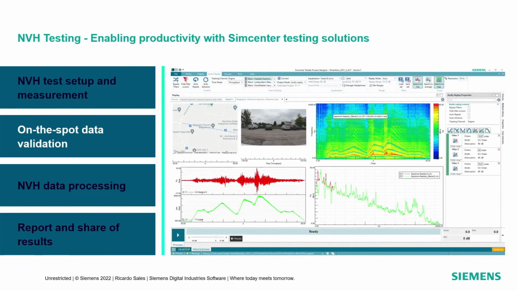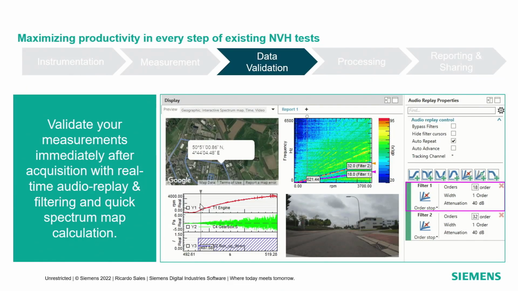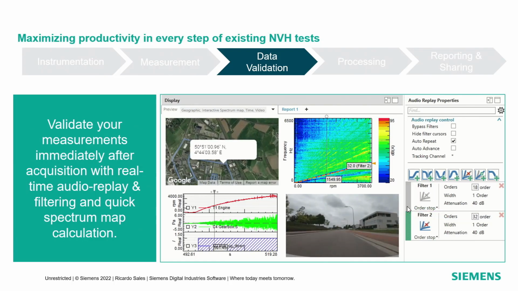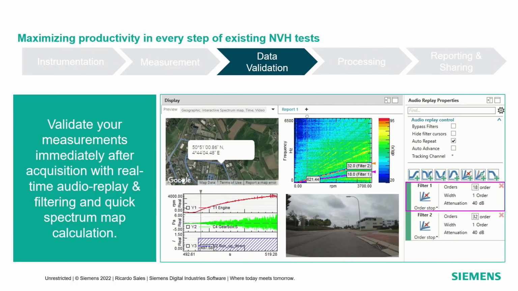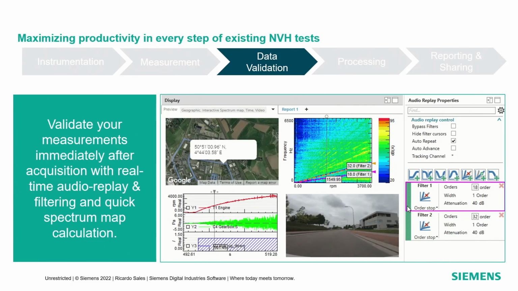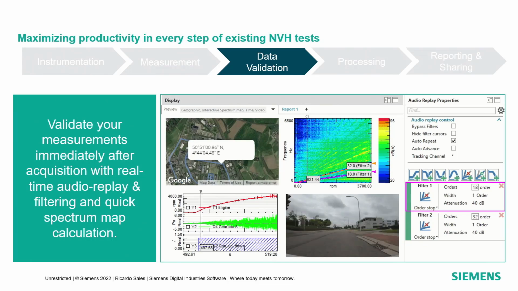In the second part, I'll show how the data acquired can be validated on the spot. A lot of issues can happen with the data during the measurements. So it's very important to do data validation on the spot or just after it, when the instrumentation is still in place and the prototype is available. There are a lot of nice tools that can be used for that. For example, audio replay and filtering and also quick spectral analysis can be used by the driver or by the engineer executing the test on the spot to make sure that everything is correct with the data before going back to the office and processing the data.